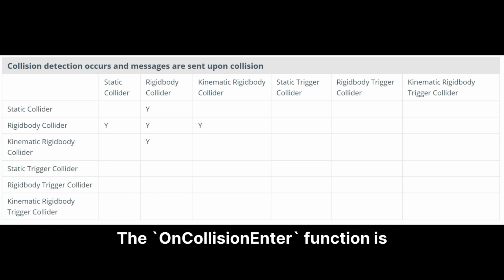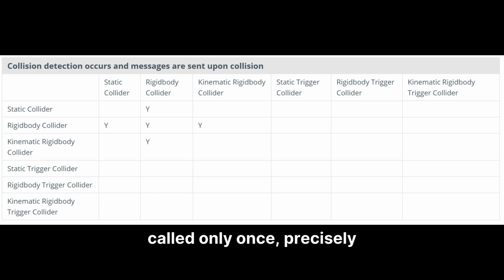The OnCollisionEnter function is called only once, precisely when two colliders initially touch. This single invocation makes it ideal for events that should occur just at the beginning of a collision, such as a hit event. It ensures actions aren't repeated for continuous contact.